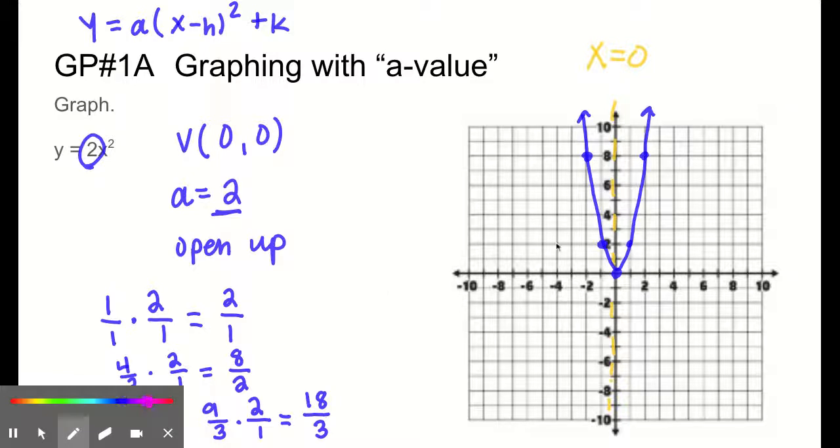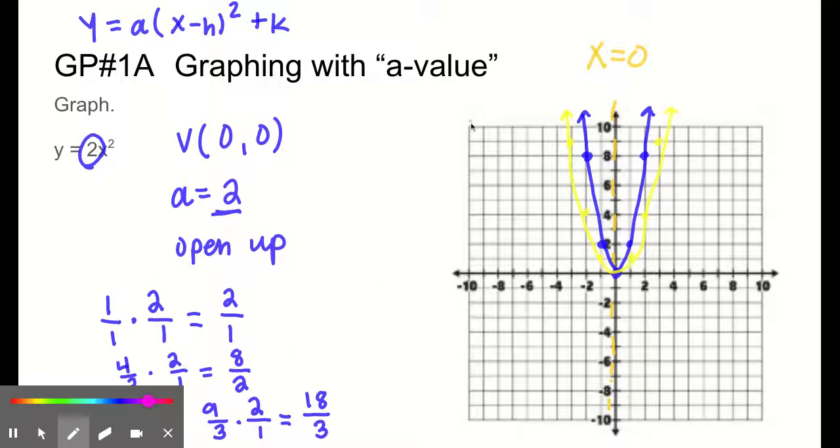Now notice that this graph is significantly narrower than our parent function. Our parent function, let me just kind of give you an idea of what that would look like. Our parent function would be here. So this graph is narrower than our parent function.